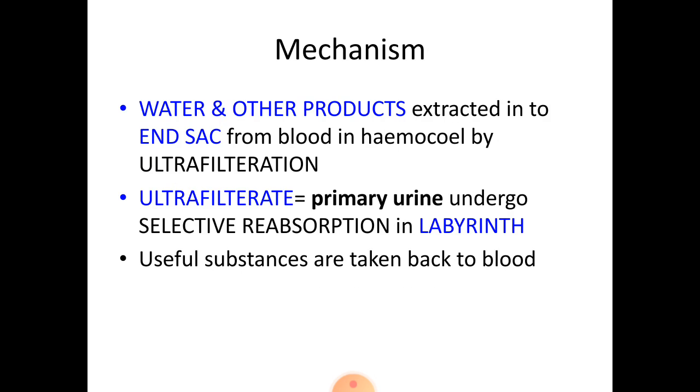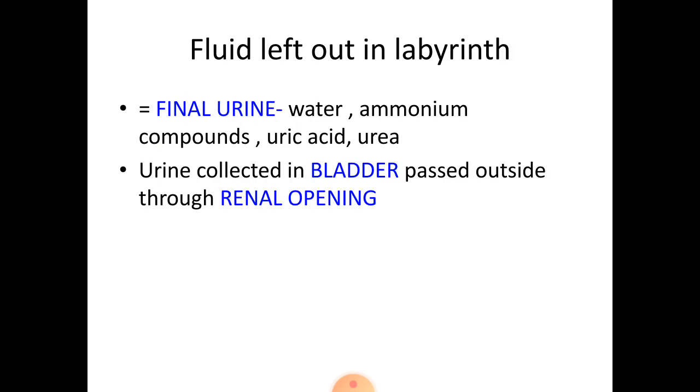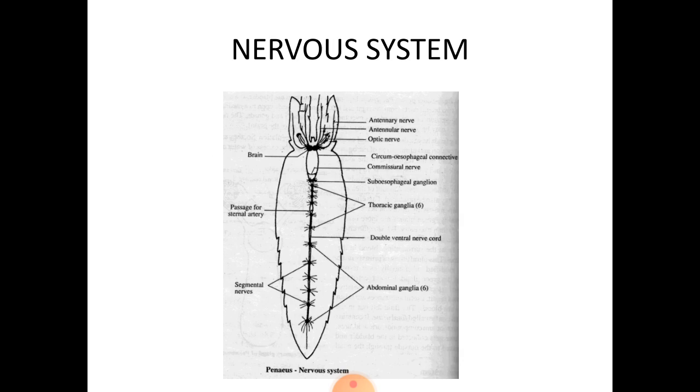The mechanism of excretion: the water and other products are extracted into the end sac from blood in the hemocoel by ultrafiltration. And the ultrafiltrate is known as primary urine and it undergoes selective reabsorption in the labyrinth. That is, useful substances are again taken back to blood. The fluid left in the labyrinth is known as final urine, which contains water, ammonium compounds, uric acid and urea. And this urine collected in the bladder is passed to the outside through the renal opening.